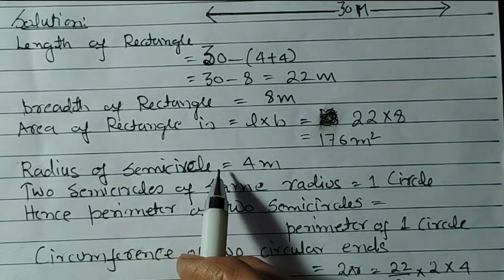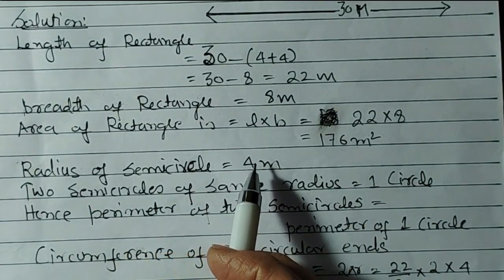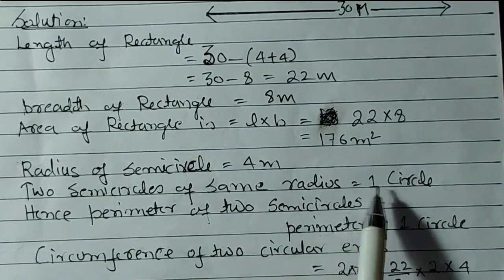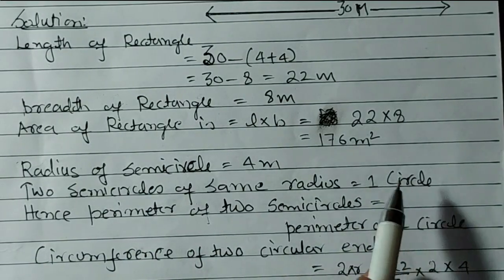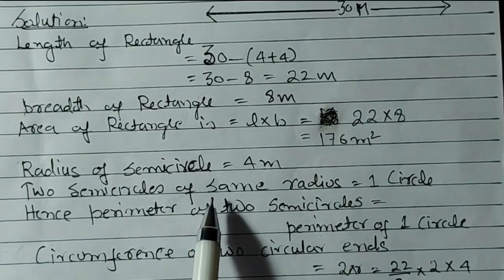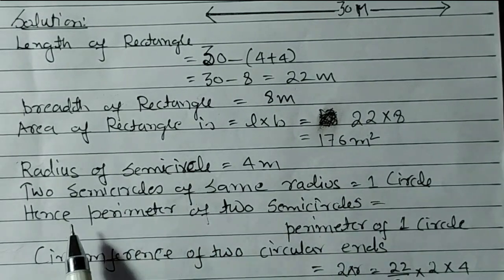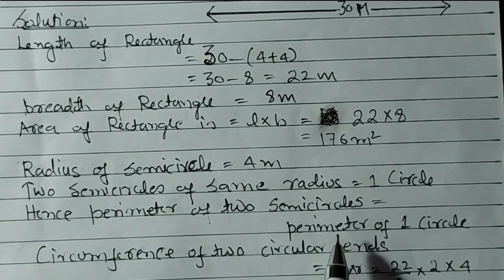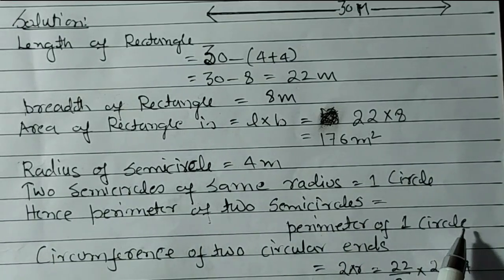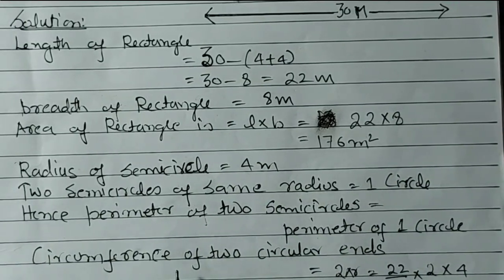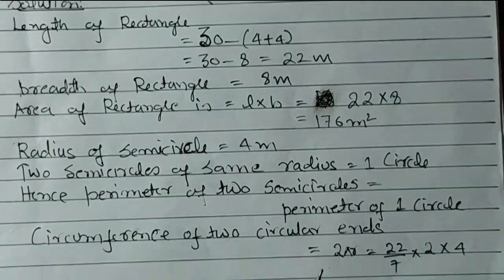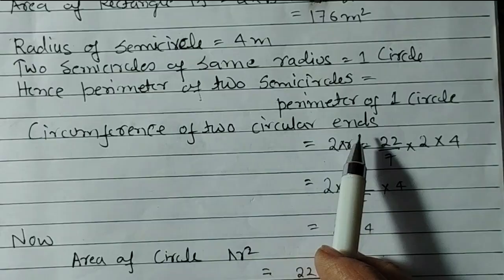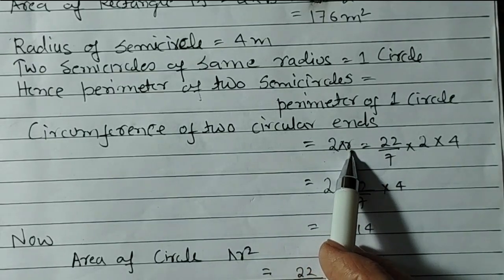Radius of the semicircle is 4 meters. Two semicircles of the same radius will be equal to one circle. Hence, the perimeter of two semicircles will be equal to the perimeter of one circle. So the circumference of two circular ends will be 2 pi r.